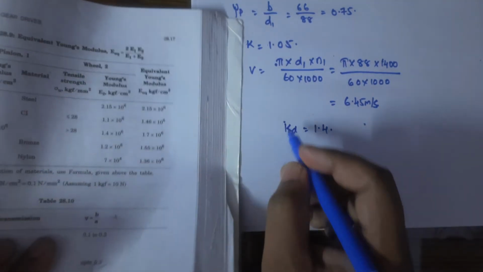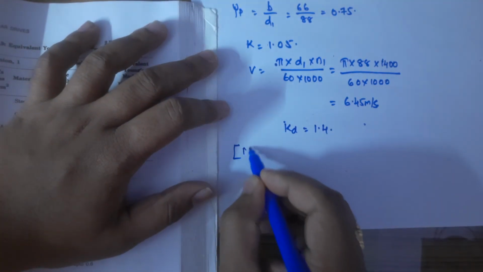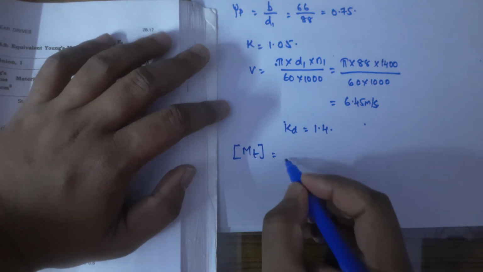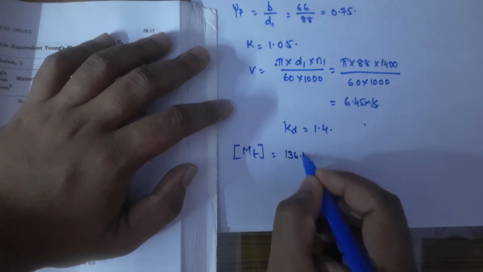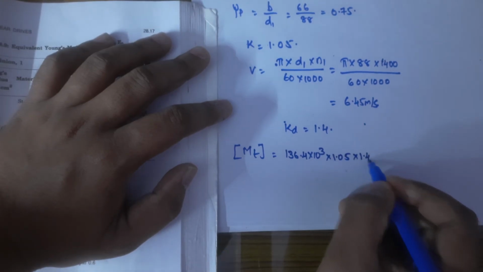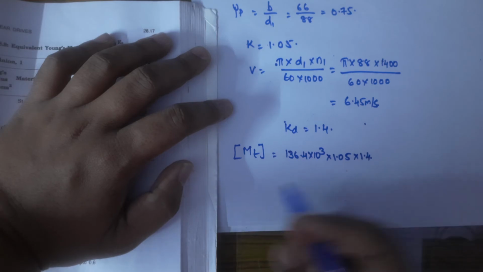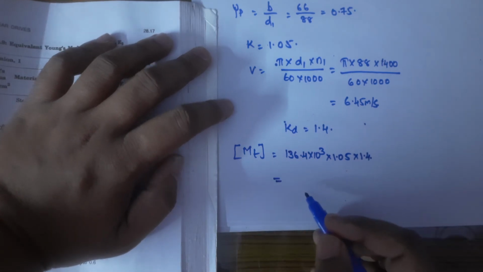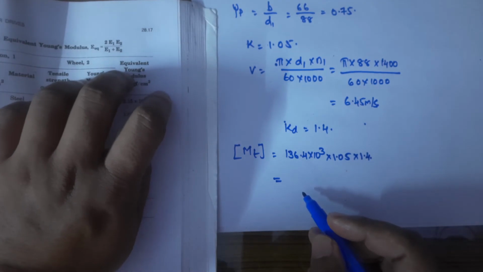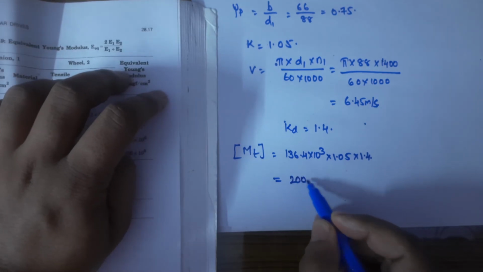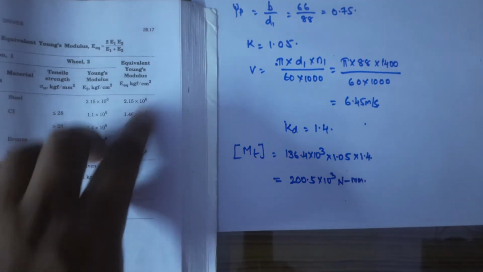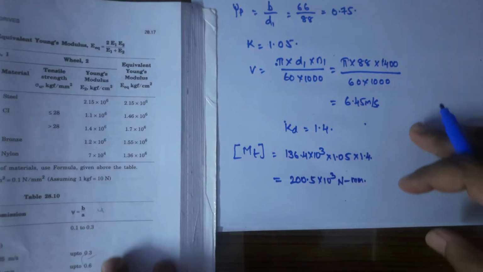Now we are going to substitute all those values to find the corrected twisting torque. So our modified twisting torque is 136.4 into 10 to the power of 3 into 1.05 into 1.4. So this is the value. We have to check the value, and we have got an answer of 200.5 into 10 to the power of 3 Newton mm. Check the value once and tell me if any corrections are required.